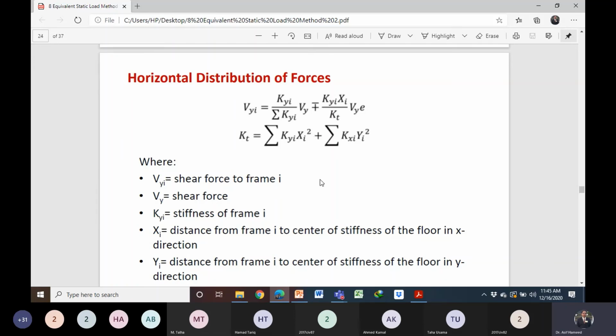Suppose the earthquake is at some eccentricity. E is the eccentricity of the earthquake, and xi is the distance from the frame to the center of stiffness of the floor. And this is the stiffness of that particular frame, and Kt is the torsional stiffness. Torsional stiffness you can calculate by using this formula: sum of the product of stiffness of all the frames in that particular direction multiplied by the distance from the frame to the center of stiffness of the frame, in the x and the y direction. So we have to use this formula to calculate the torsional stiffness.